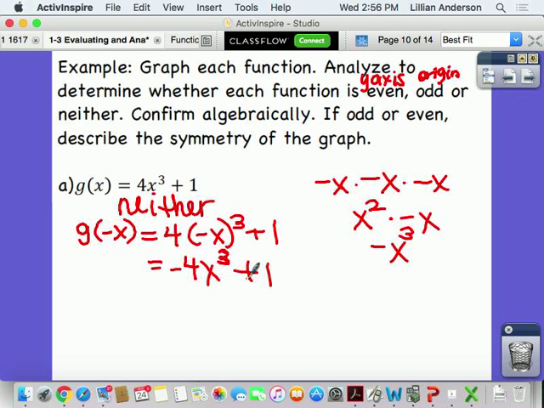But not only that, since it didn't go through the origin, there's no way we could have reflected anything in the same sense. Let's look at the next one.